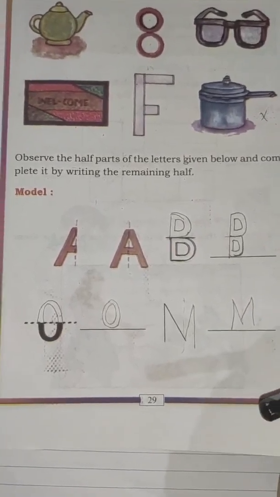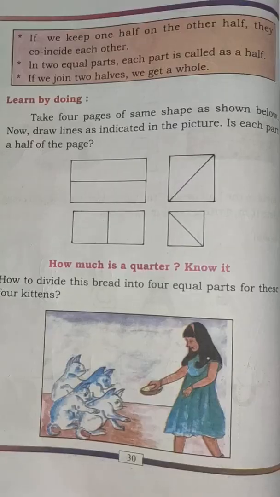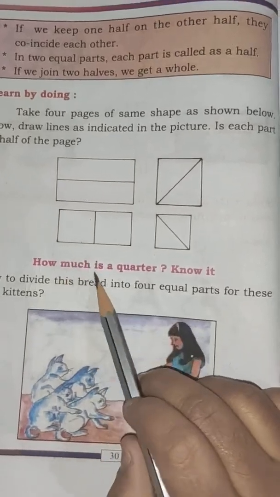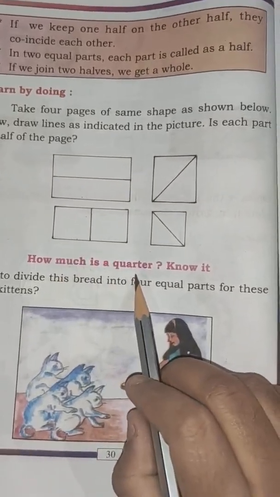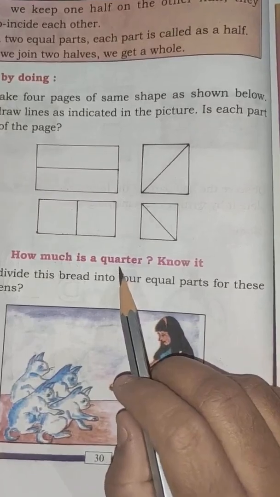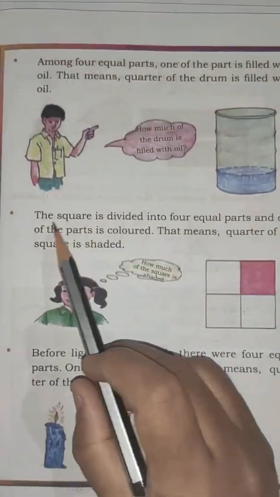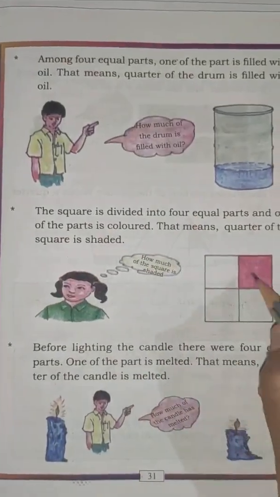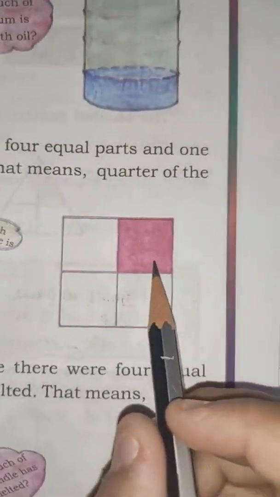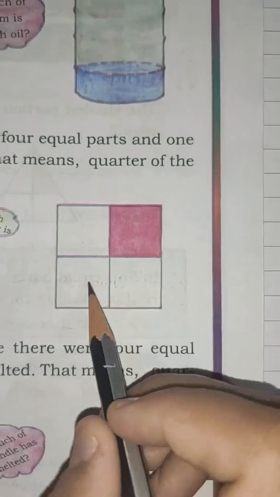Okay, now let's move to another concept. Our next topic is how much is a quarter. Till then we have learned what is half, isn't it? So now let's move to the quarter. What is a quarter? Here is one example. The square is divided into 4 equal parts. Can you see this square, children? Yes, it is divided into 4 equal parts here.